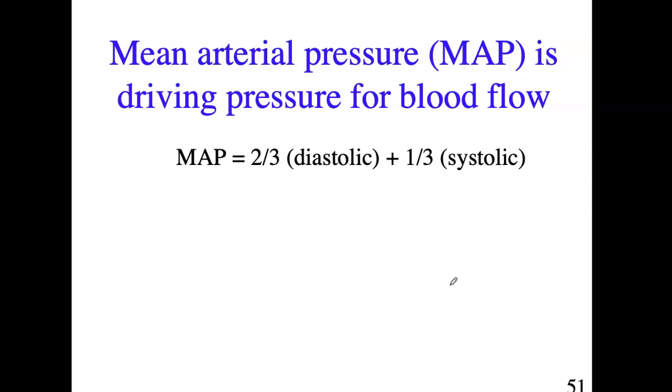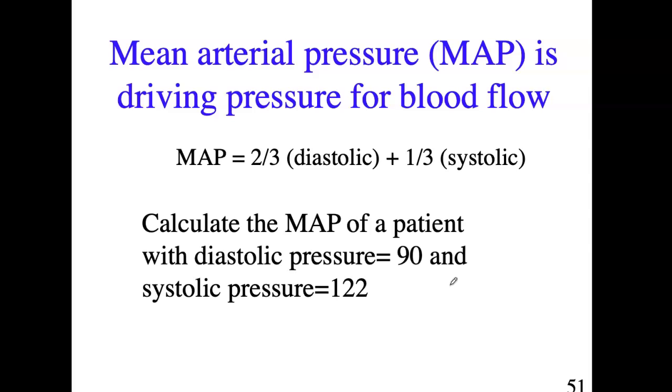So mean arterial pressure is equal to 2/3 of the diastolic, because it spends more time in diastole, plus 1/3 of the systolic. So if you had to calculate the mean arterial pressure of a patient with a diastolic pressure of 90, okay, this person has a blood pressure of 122/90.